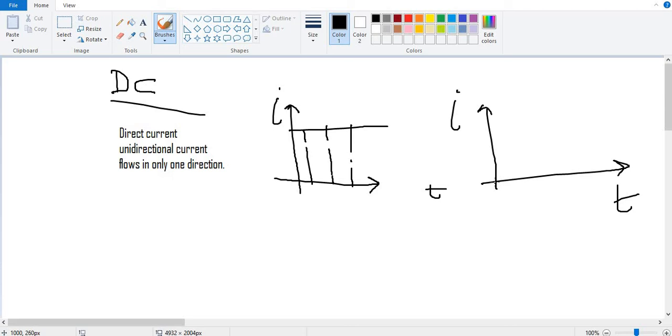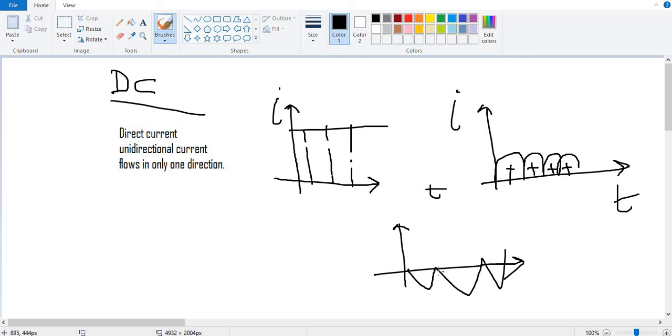Let us take that it will be only plus, and one more plus. It can be like this also, so it can be minus and minus. So this is T and this is I. We have to remember that direct current does not change the sign. That is called direct current.